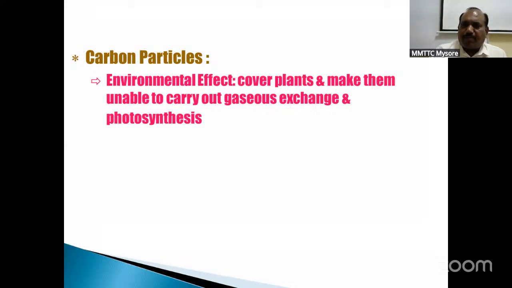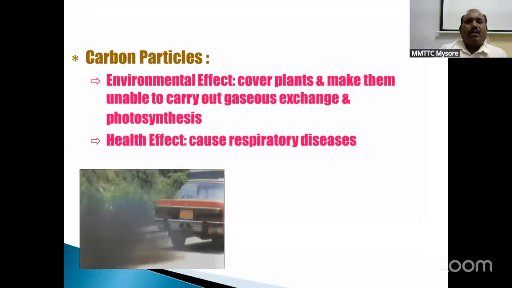All these carbon particles deposit on the upper or lower surface of the leaf. The leaf is the factory of photosynthesis, and when the carbon particles deposit on the surface, the stomata are blocked and no photosynthesis takes place. You may experience this dust accumulation on the leaves of plants in urban areas. And the health effects include respiratory diseases.